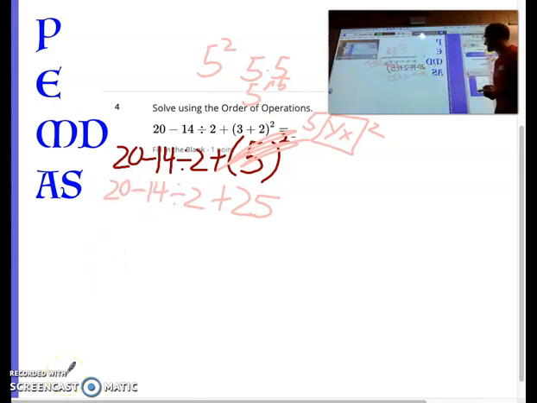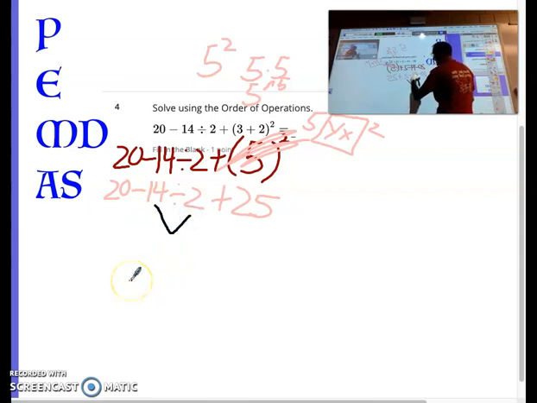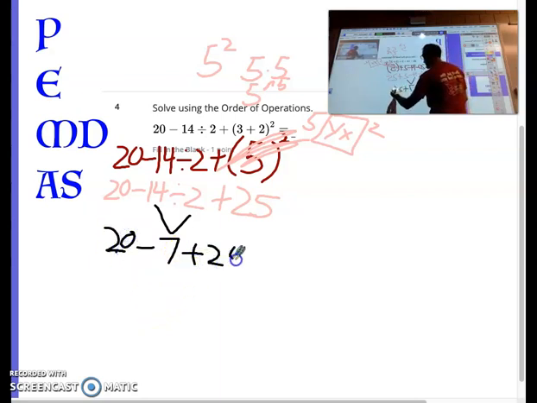What do I do next? We're done with all of those. We do have a division. So although this is in the middle, we have to divide 14 by 2, or we can think of it as negative 14. So our answer is minus 7, or 7 with a minus, and a 20 in front of it, and a plus 25 in back.